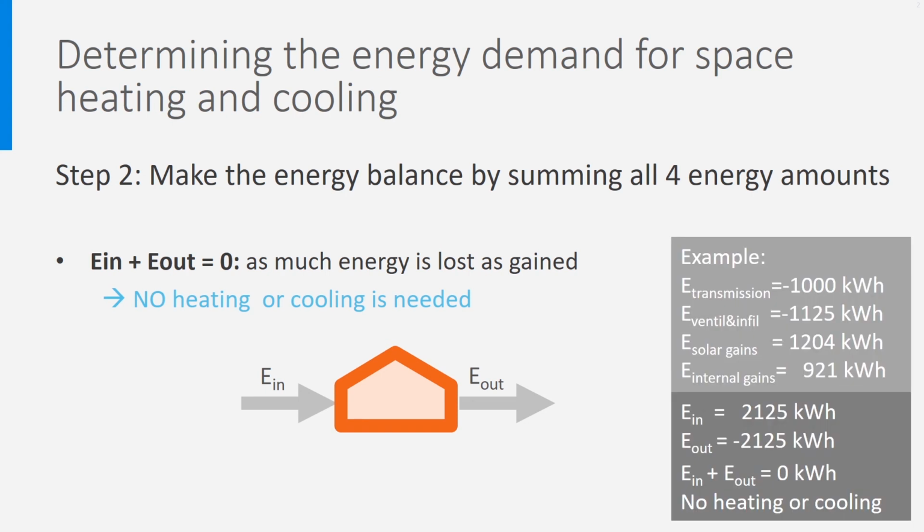Let's take the example of a building with indoor temperature 20 degrees Celsius and take a certain day in the year where the transmission energy is minus 1000 kilowatt hour. Ventilation and infiltration are minus 1125. Solar gains are 1204 and internal heat gains are 921 kilowatt hour. I remind you that in is positive and out is negative. So the energy in consists of the solar gains and internal heat gains and amounts to 2125 kilowatt hour. The energy out consists of transmission and ventilation and infiltration and amounts to minus 2125 kilowatt hour. This is therefore perfectly in balance and no heating or cooling is needed to maintain the building at 20 degrees.